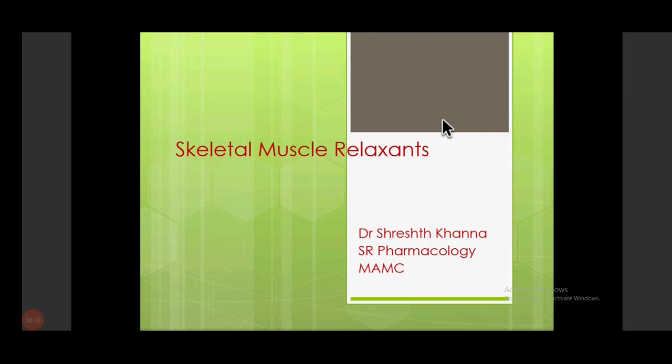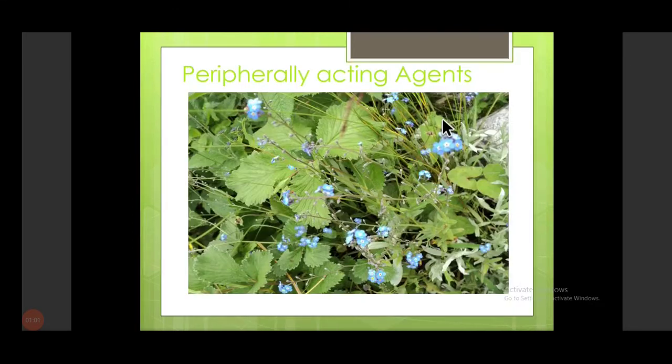Okay. So these are basically divided into peripherally acting, centrally acting, and directly acting. We'll be dealing more with the peripherally acting drugs, which are a group of drugs which act on the neuromuscular junction. Okay.